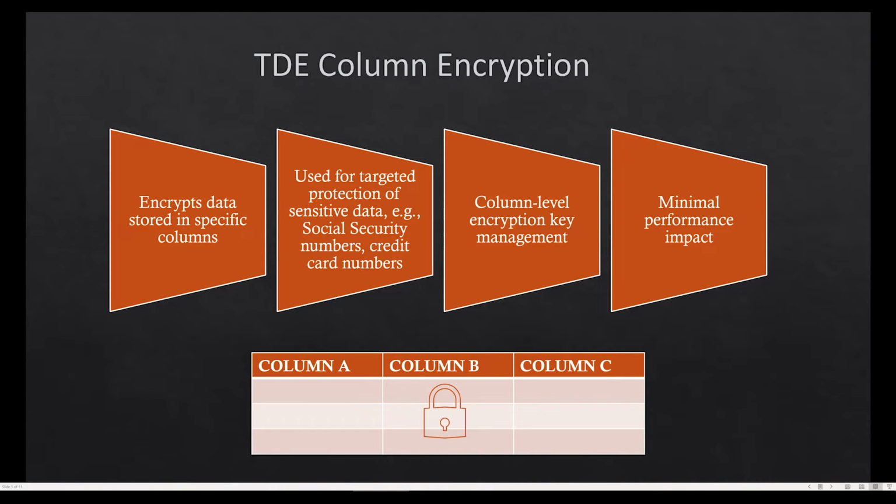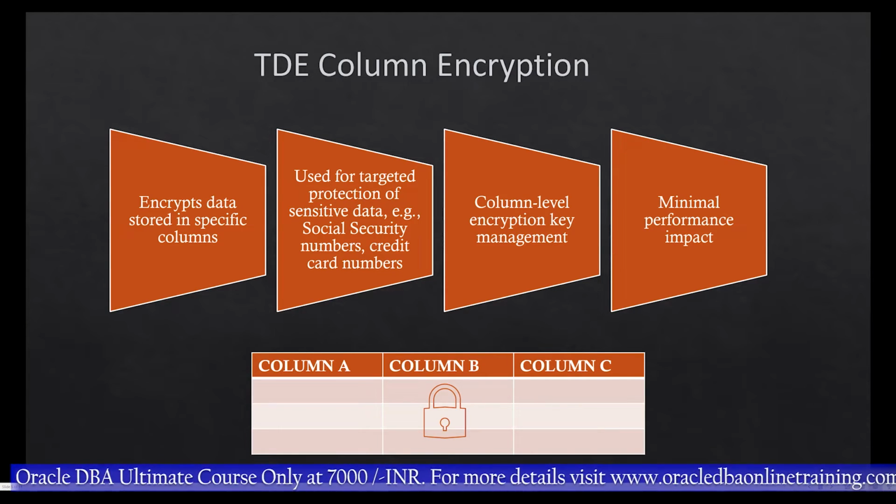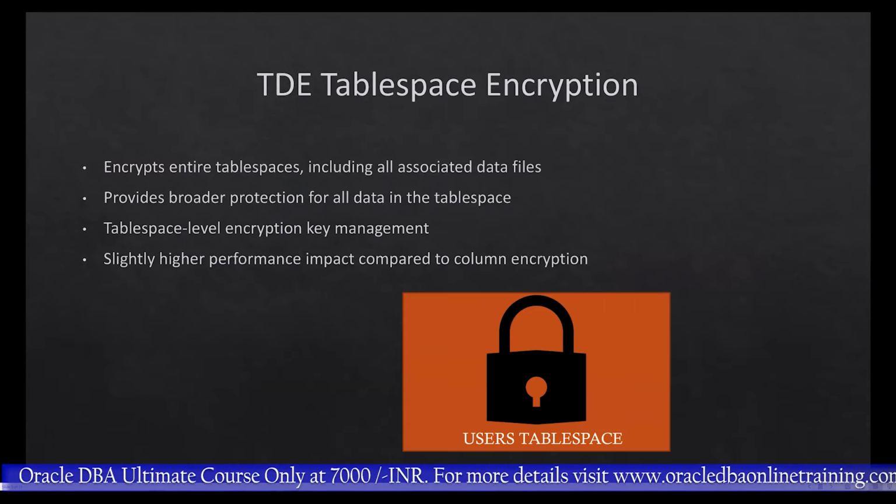So once we do the encryption, the data will be in the encrypted format. So it will give an extra benefit, and it will protect the data. And the main advantage of column level encryption is that it has a less, or you can say minimal, performance impact. Okay, so this is one example of how TDE column level encryption works.